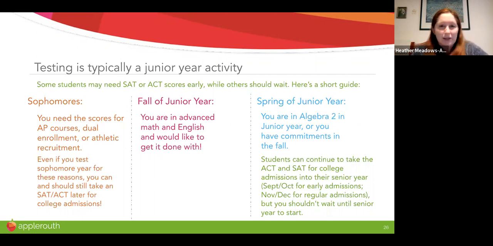Or athletic recruitment, that's also common. They want to see that you're getting a minimum score by sophomore year or something. That's super common. Fall of junior year, if you're already in advanced math or English and you want to go ahead and get it done with, great time to do it. Spring of junior year, you're in Algebra 2. Algebra 2 is a really core class to have finished, or have most of it under your belt, by the time you really start testing. So if you are in Algebra 2 during your junior year, you want to wait till the spring to start testing.